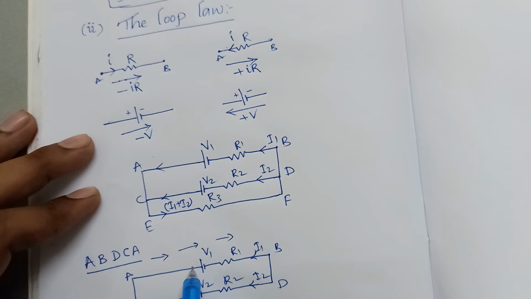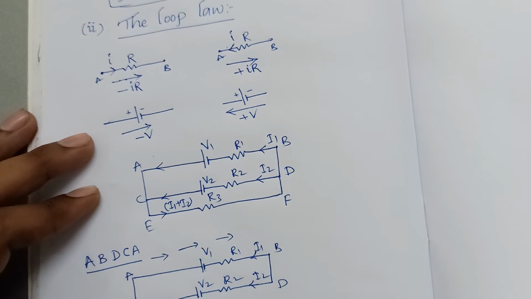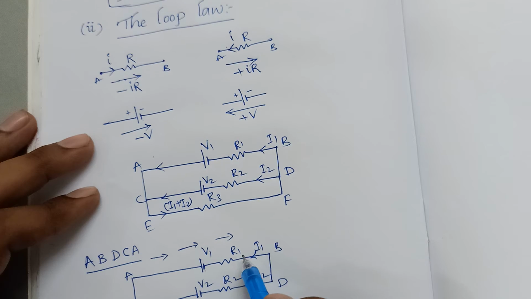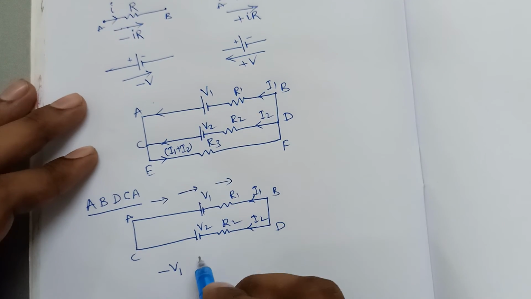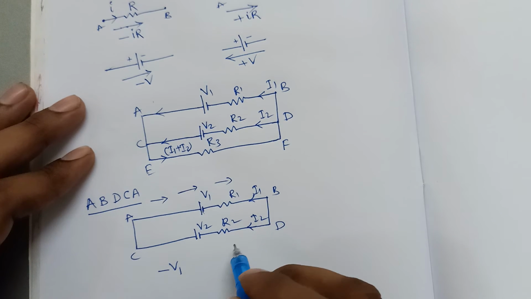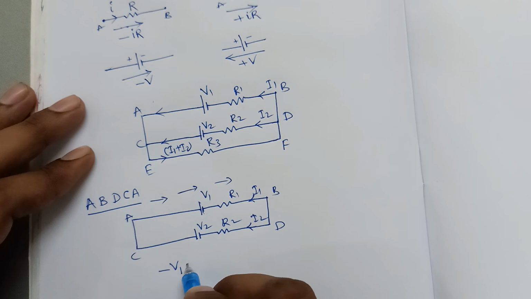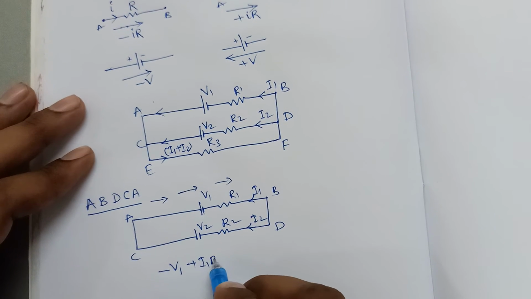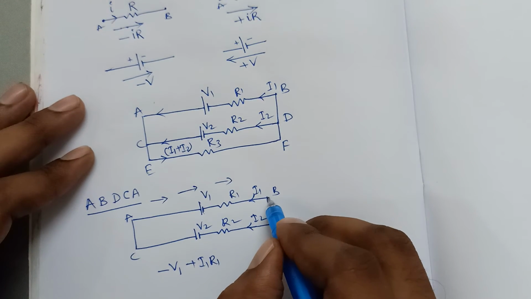First, your assumption direction is moving towards the negative side of this cell, so we consider it as minus V1. After that we reach resistance R1, which is opposite to the assumption direction, so we consider it as plus I1 R1. Then we reach B.